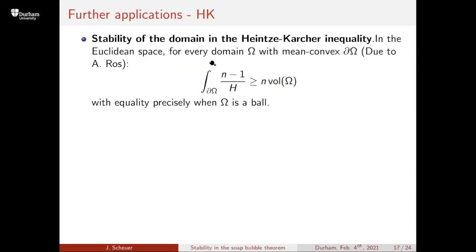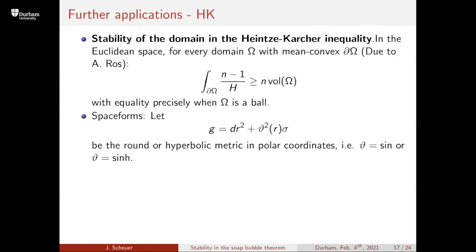So if you have a domain which is mean convex, meaning that the mean curvature is positive, then you can estimate that the integral of (n minus 1) over the mean curvature is greater than n times the volume of omega. And the key is, again, we have the rigidity result: the equality case occurs precisely on balls. And I want to focus now on non-Euclidean versions of this.